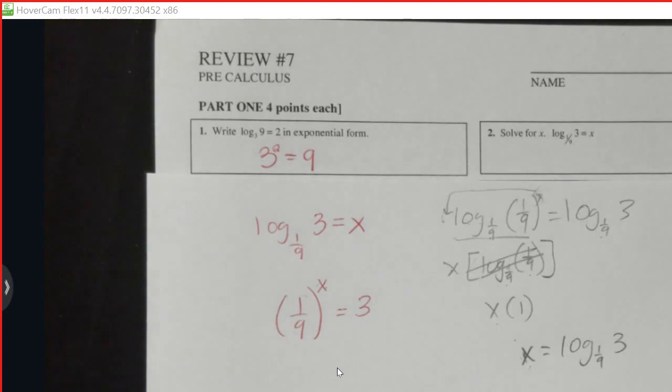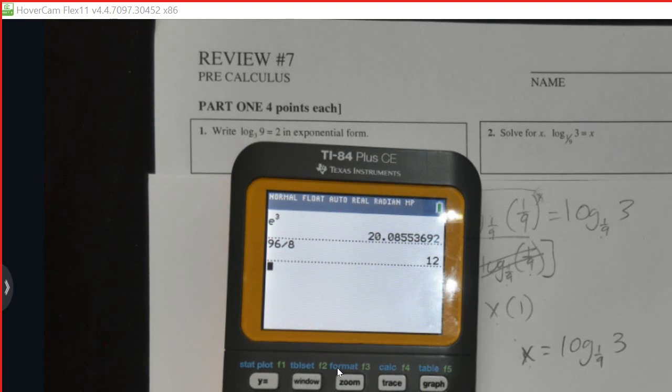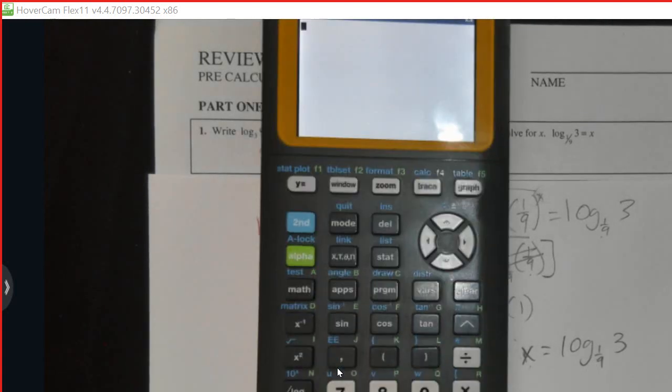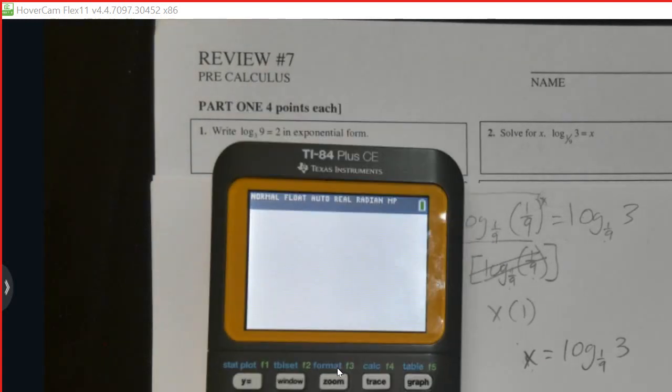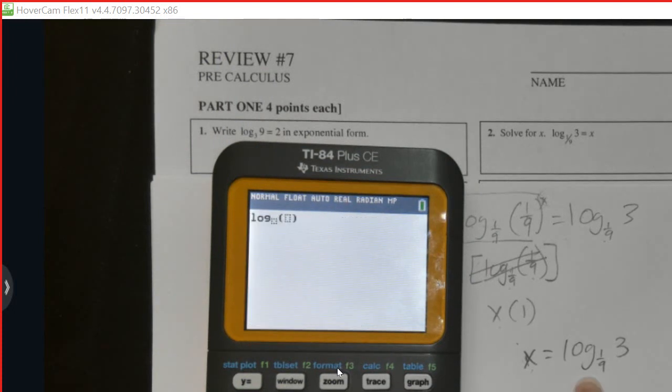Now if we can't do that in our head, we're going to grab our calculator. Because the base is something different than 10, I can't just hit the log button. What I'm going to do is I'm going to hit math. I'm going to go up 3 spaces. And my base is 1/9 because it is a fraction. I'm going to put it into parentheses. The number behind is 3, and I get an answer of -0.5. We could also write that as -1/2. These are equivalent forms, whatever one you choose to do.